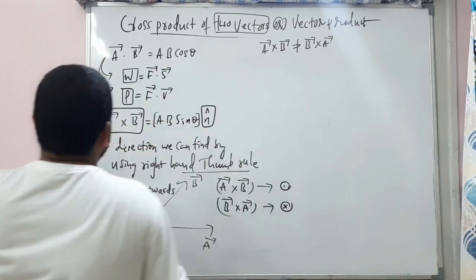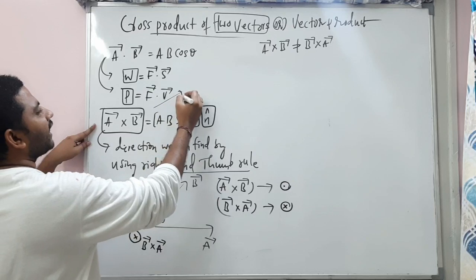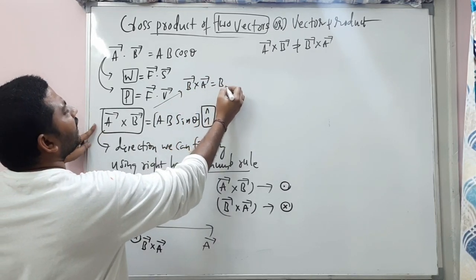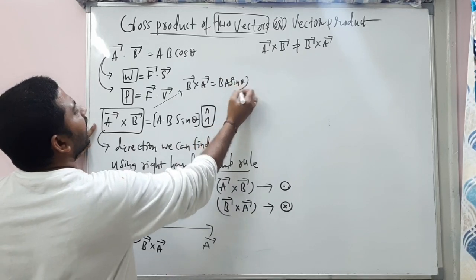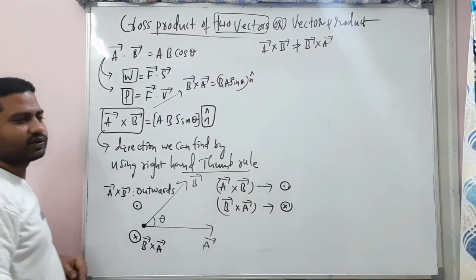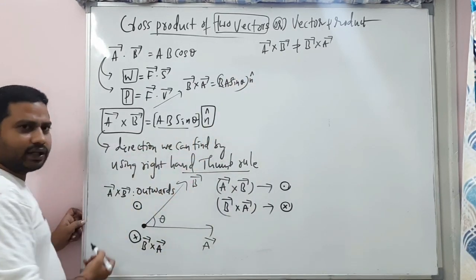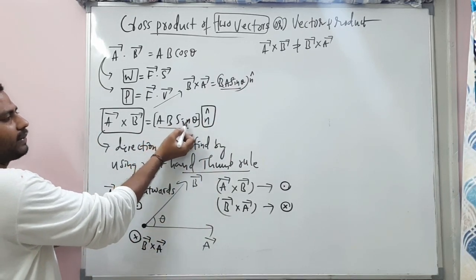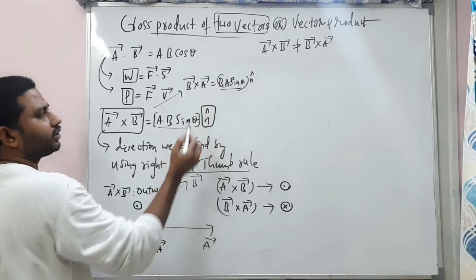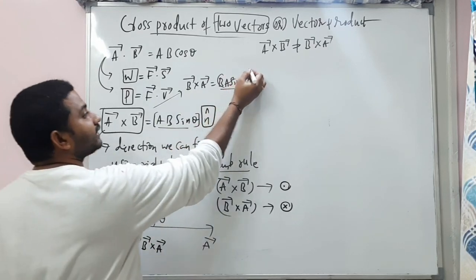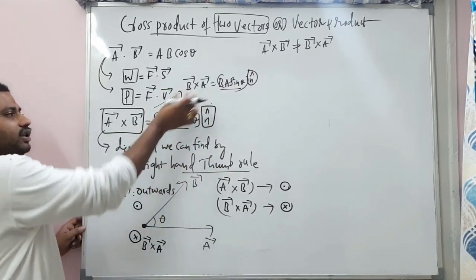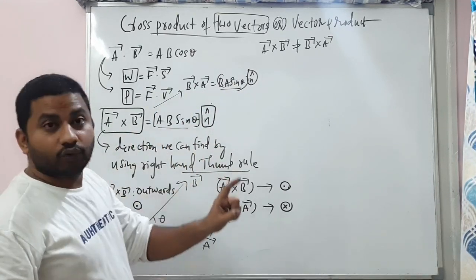Because from this, if you write B bar cross A bar, how will you write it? So B A sine theta into n cap, my dear students. So here A B sine theta, here B A sine theta. So everything is magnitude. So this n cap direction is different and this n cap direction is different, but the magnitudes will be same.